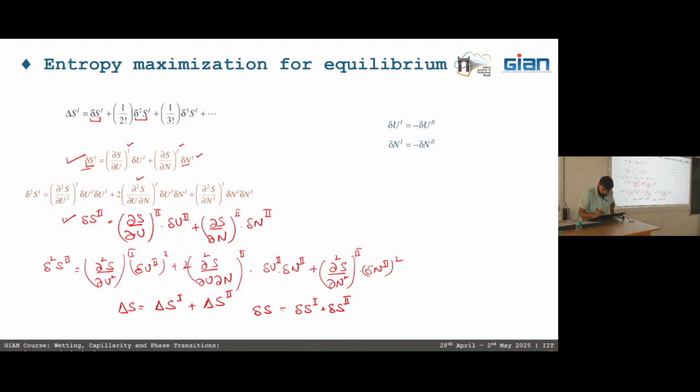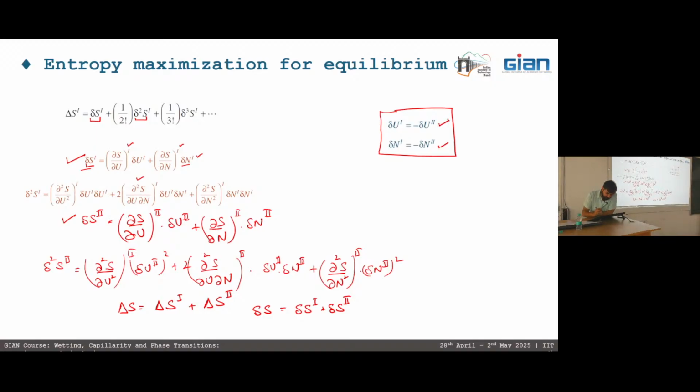Now we know one more major factor: overall the system is a closed system. It means that the number of molecules of the system is conserved. So any changes which occur in the number of molecules in subsystem 1 will be equal to minus the number of molecule changes that occur in subsystem 2, that is written here. Similarly, we can say the same thing for the energy because the system is isolated.